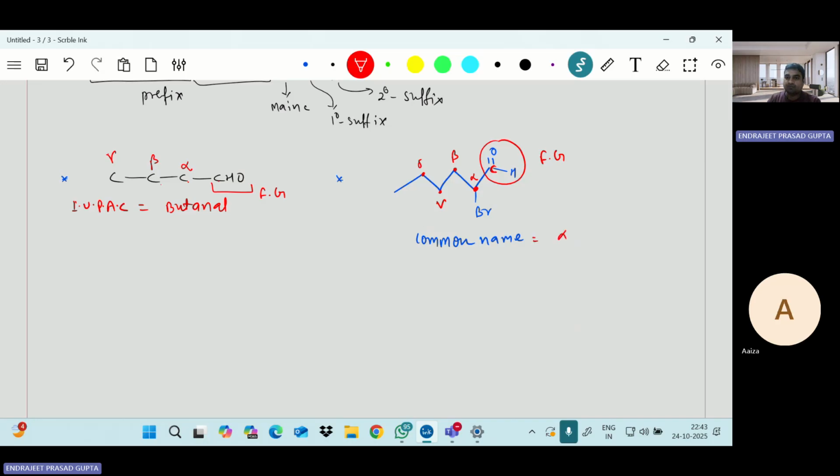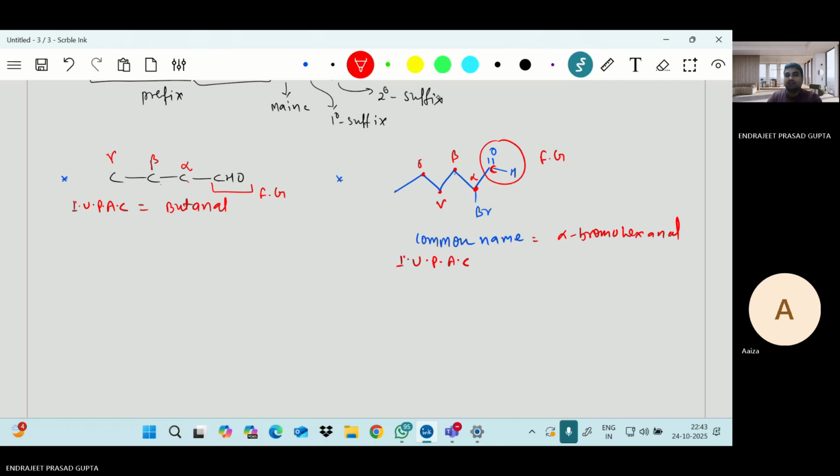So it will be alpha bromo, and total how many carbons? 1, 2, 3, 4, 5, 6 carbon. So 6 carbon is hexanal. You can write this, or hexane aldehyde also you can write. So this is alpha bromohexanal, or you can give the IUPAC nomenclature.